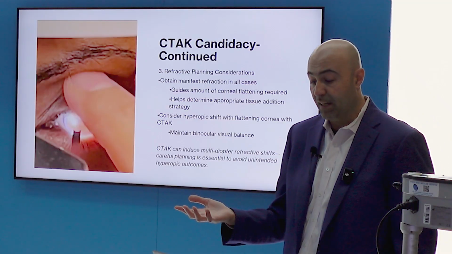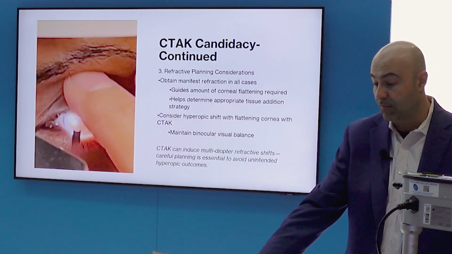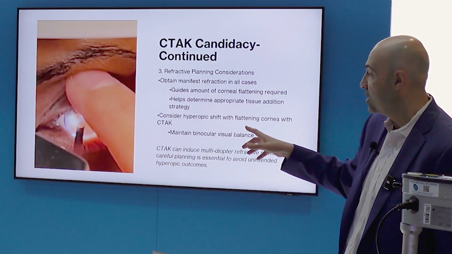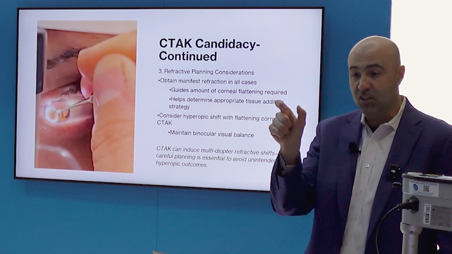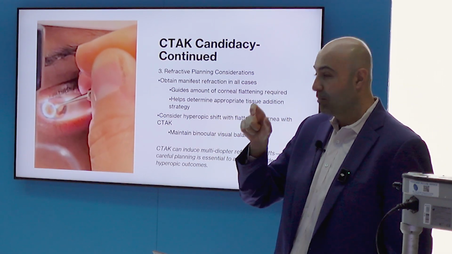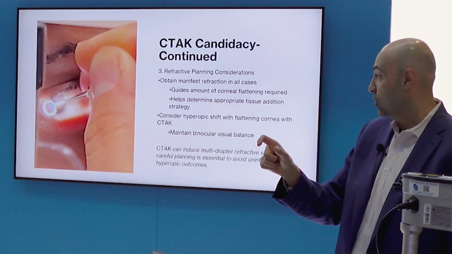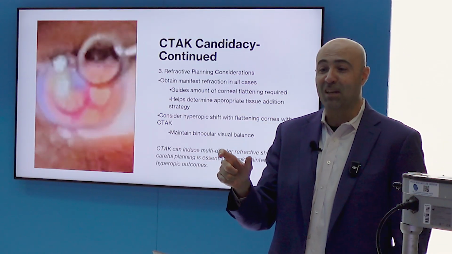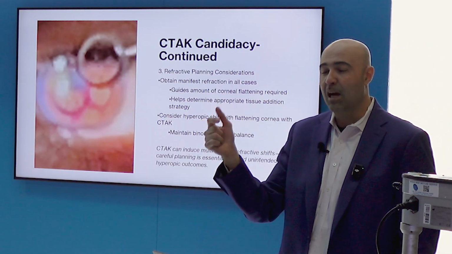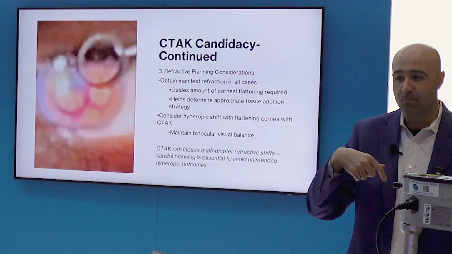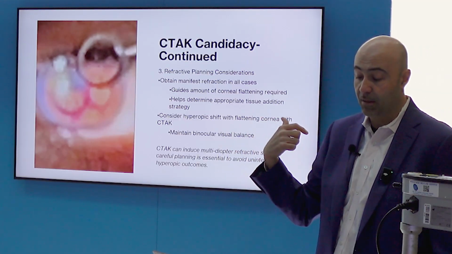When you're considering planning, you want to look at the manifest refraction. When we first started doing CTAK, we did it at the slit lamp. So this is me at the slit lamp putting the marks on the patient. This was a great patient who didn't even need a speculum, and we were marking at the slit lamp. Now we mark under the laser, but at this time we were marking at the slit lamp.